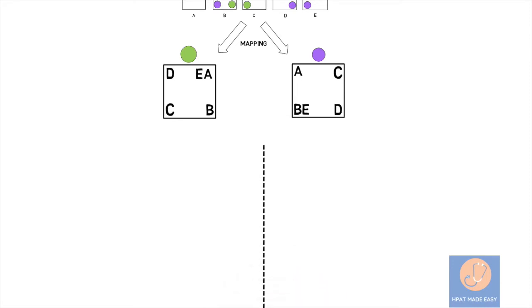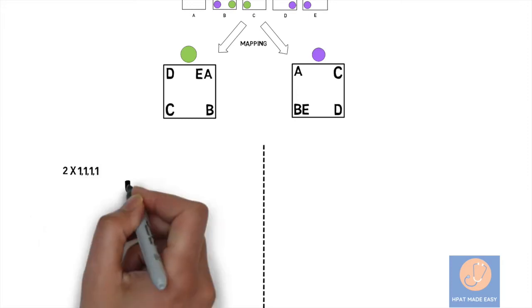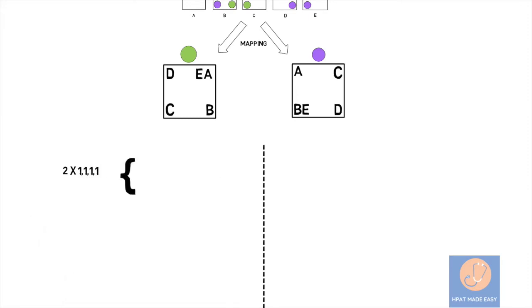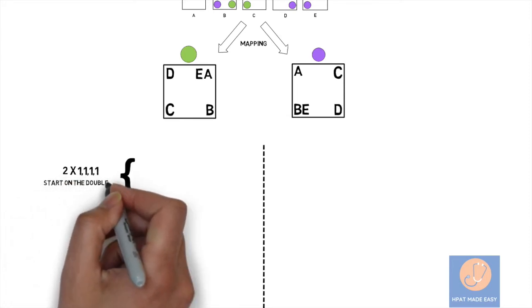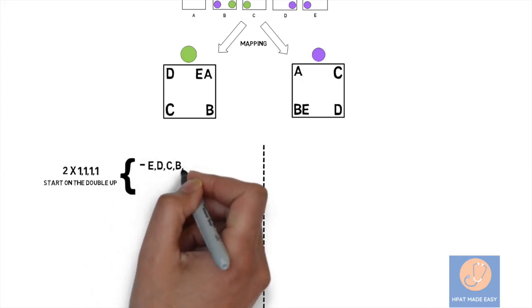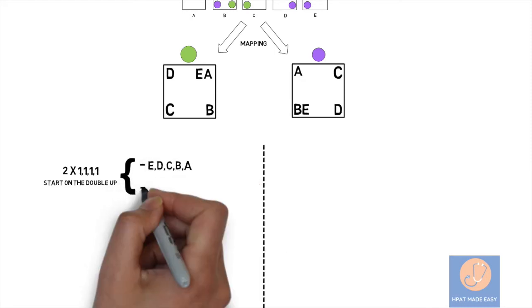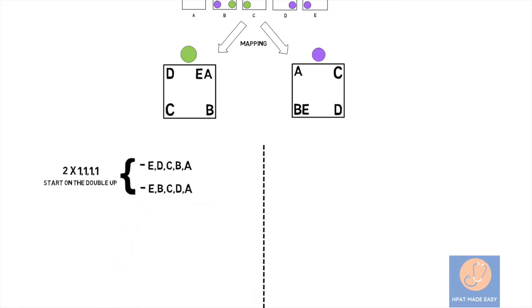In order to identify our answer here, we must first know that in a 4-sided shape with all corners filled, there are only 6 different possible logical sequences. 2 of the sequences move 1, 1, 1, 1. And the rule for this is that you start on the double up position, so that is E, A here. So starting on E, we can move anti-clockwise going E, D, C, B, A. We can start on E again and move clockwise E, B, C, D, A.